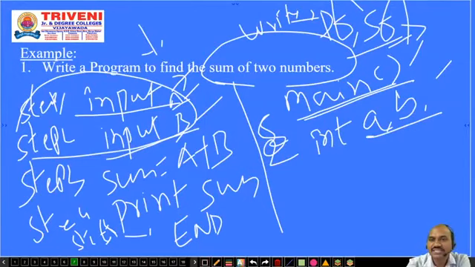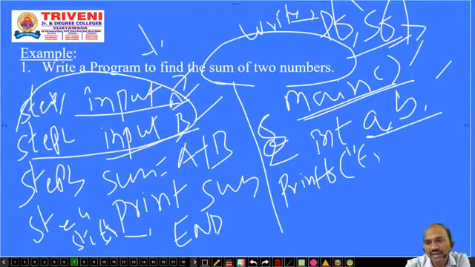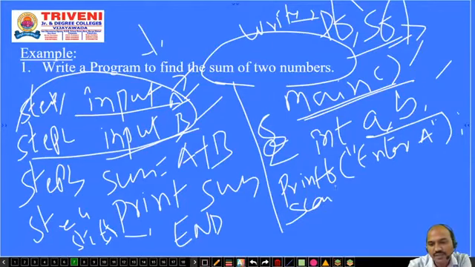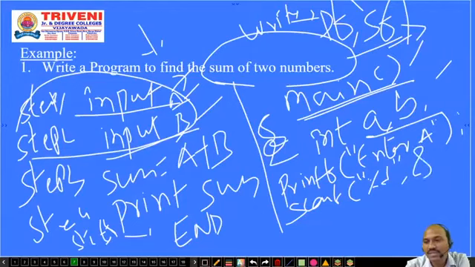The second one is a scanf statement. The scanf statement is for reading values. First, we have to write the printf, which means "enter a value", closing the brackets with a semicolon. The next one is scanf, which reads the value. For reading, we use %d, comma, ampersand a. So this is the scanf statement.